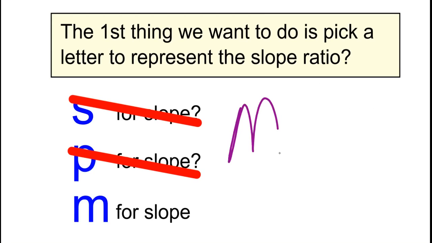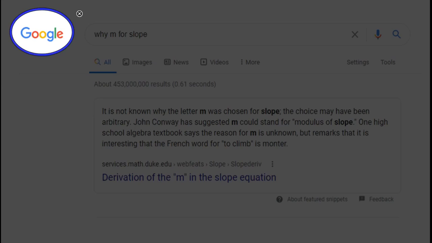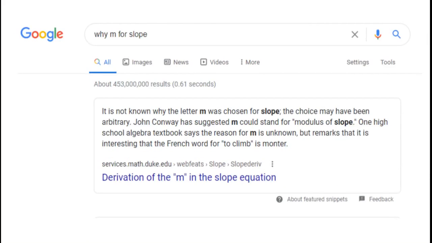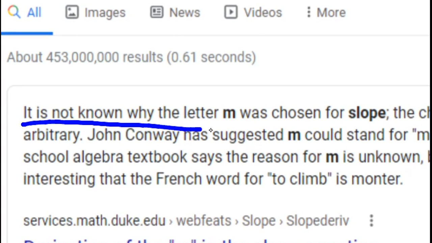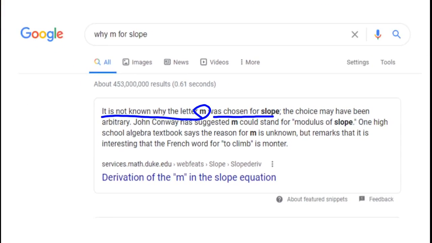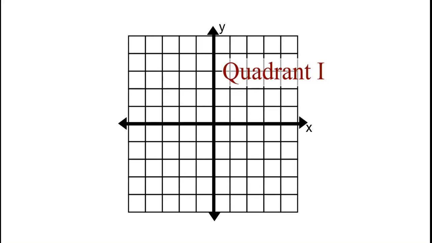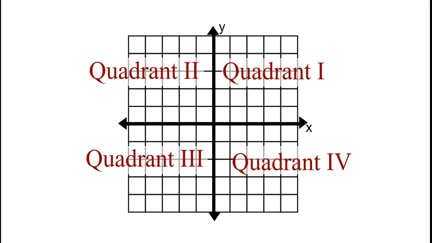You might be thinking, M, what? That's crazy. So let's ask Google, why M for slope? You may want to read this whole explanation, but let's just read the first part. It is not known why the letter M was chosen for slope. For simplicity of developing this formula, we are only going to use quadrant 1. But keep in mind, it does not matter whether you use quadrant 1, 2, 3, or 4. The slope formula is going to work.